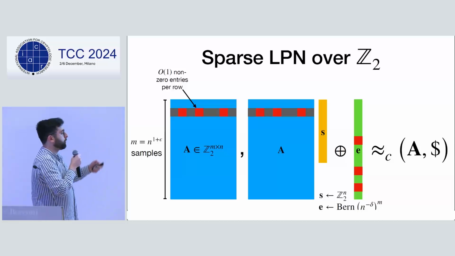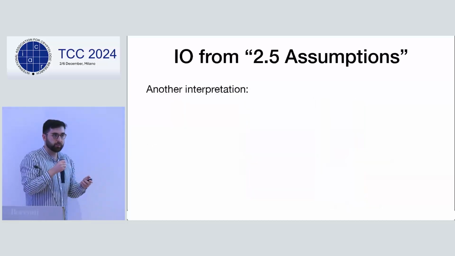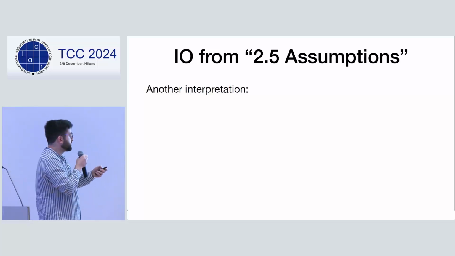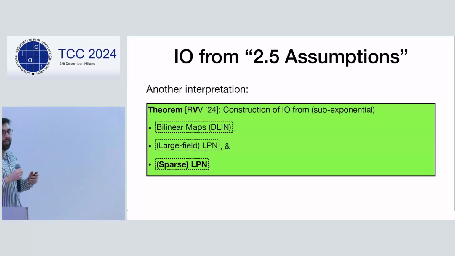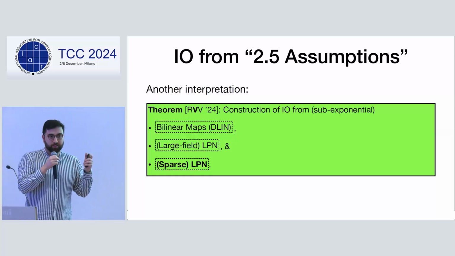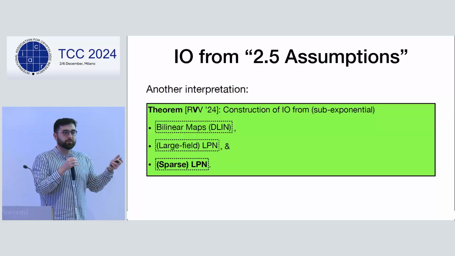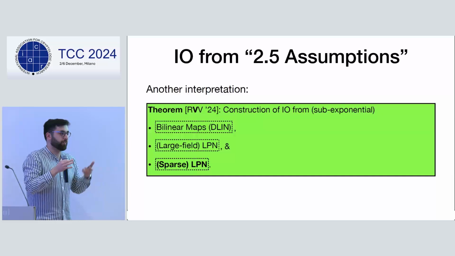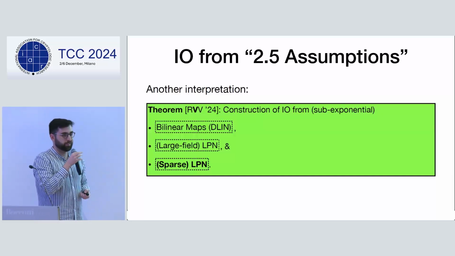And because of this LPN instantiation of our assumption, we can interpret our construction, if you like, as a construction of IO from 2.5 assumptions, maybe. Why do I say 2.5? Bilinear maps is 1, and if you squint, maybe you can consider large field LPN and sparse LPN to be a total of 1.5 assumptions, because they both have a similar flavor, but up to you on that interpretation.